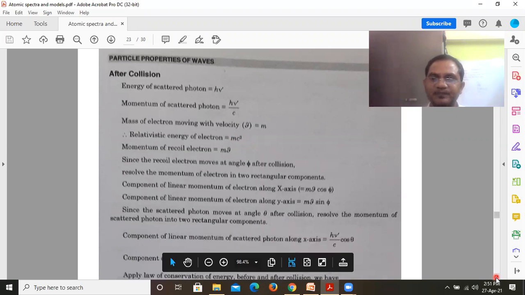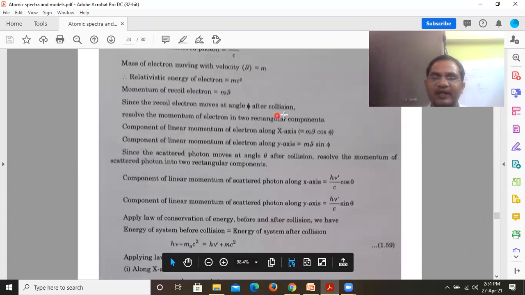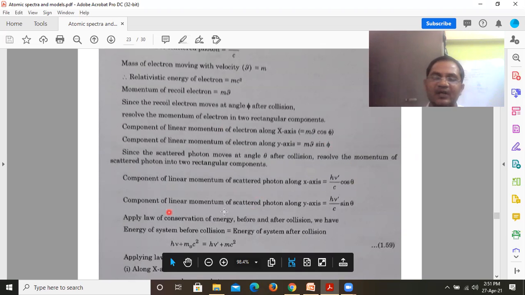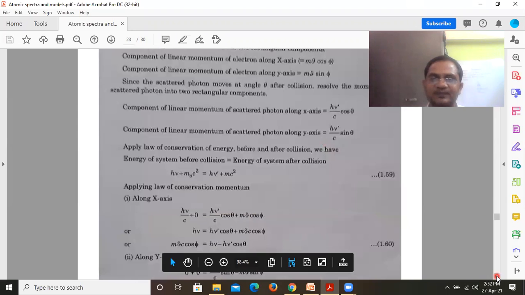Very simple. Because the recoil electron moves at an angle phi after the collision, we resolve it into two components, as explained in the figure. Linear momentum component along the x-axis is mv cos phi, and along the y-axis is mv sin phi. Similarly, the scattered photon momentum is also resolved into two components: the x component is h nu dash by c cos theta, and along the y-axis is h nu dash by c sin theta, as we see in the figure.